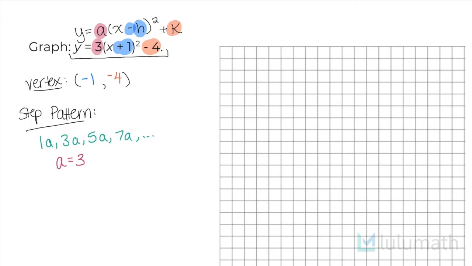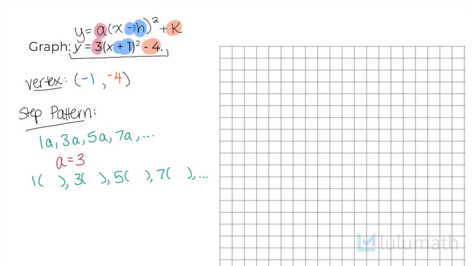How'd you do? All right, so for our step pattern, we'll do 1 times A, 3 times A, 5 times A, so on and so forth. And since A is 3, it'll be 1 times 3, 3 times 3, 5 times 3, 7 times 3. So we end up getting 3, 9. 1 times 3 is 3, 3 times 3 is 9, 5 times 3 is 15, 7 times 3 is 21, so on and so forth.